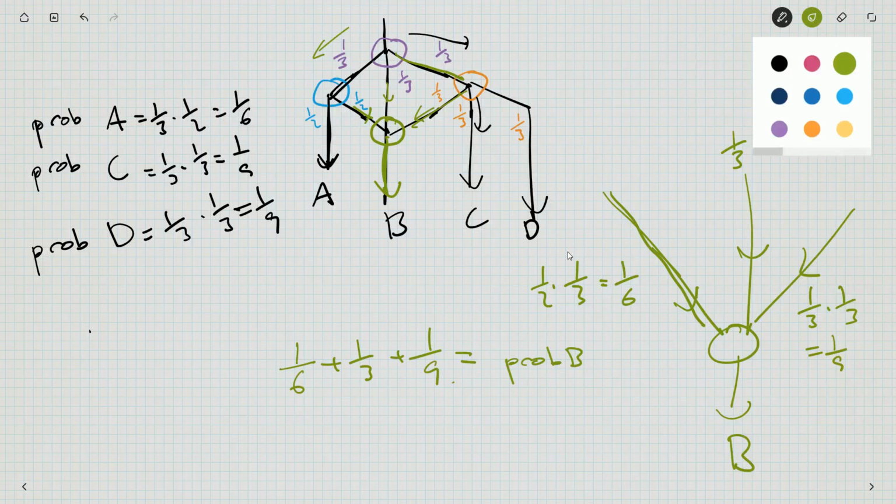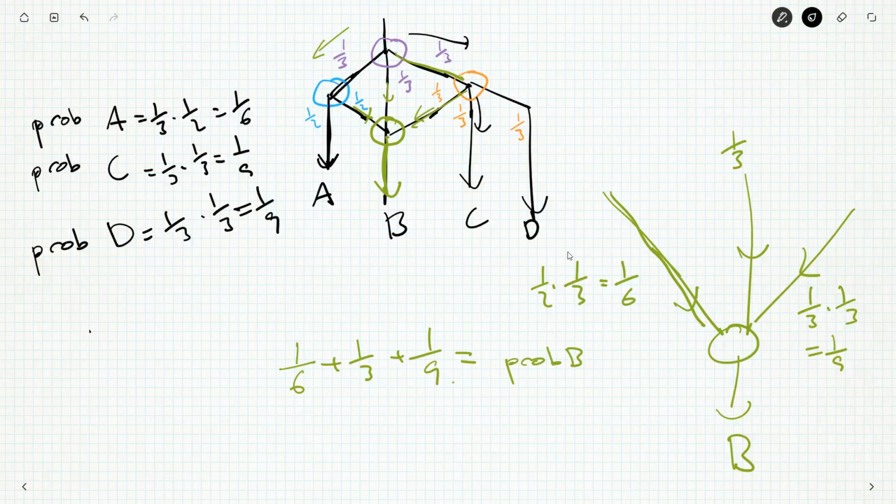Okay. And so again, this is another basic fraction that we can do. 1/3 plus 1/6 is 1/2. 1/2 plus 1/9, so that's 9/18 plus 2/18, so 11/18 we should have for the probability of B.